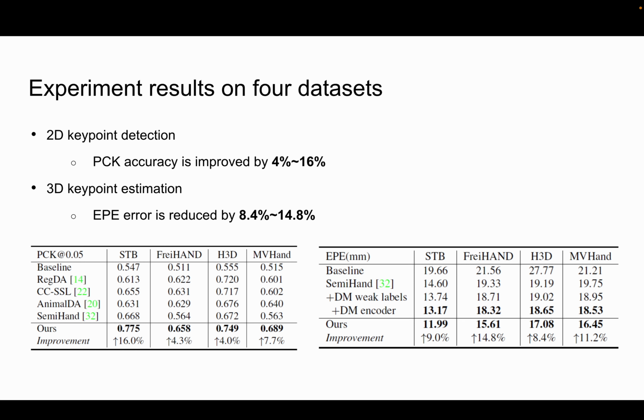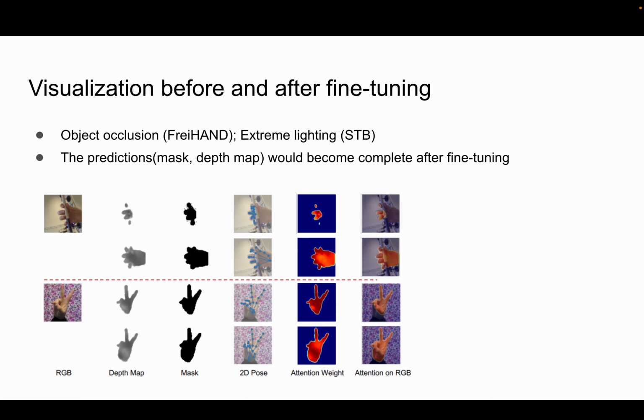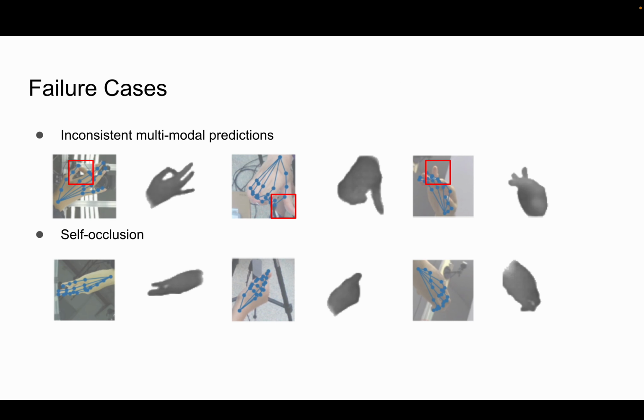We evaluate our method on four datasets, and we can see that our method outperforms others in both 2D and 3D tasks. We provide some visualization before and after fine-tuning, and we can see that our method gets more complete predictions after fine-tuning. There are also some failure cases for our method, which are possible extensions for future work.